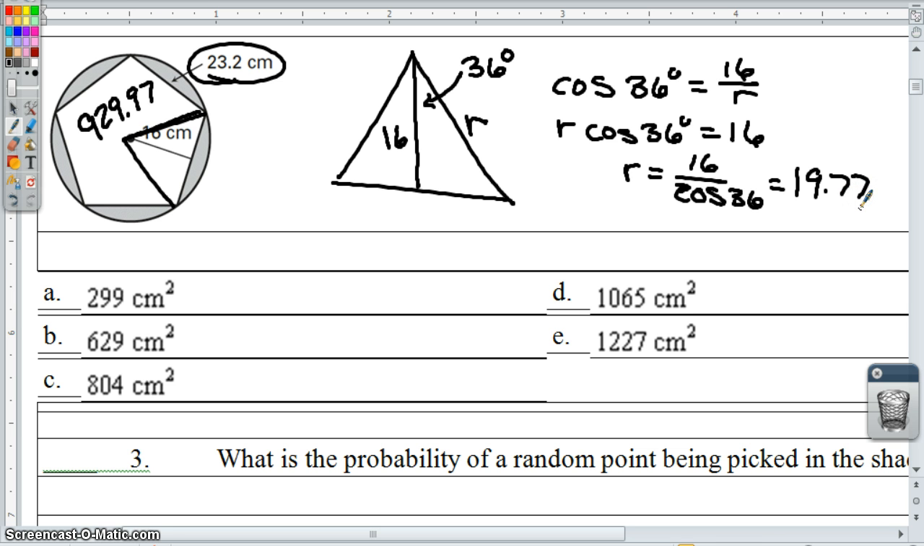But now I have to square that and multiply it by pi to figure out the area of the circle. So square it and multiply it by pi, and we get 1228.78, and this is centimeters squared. So I have to subtract that off. I have to take the number I just got minus 929.97. Did I do that right? 298. So the closest one I have here is 299. So, A. So those regular polygons, they're just triangles. All you have to do is figure out the triangles in them.